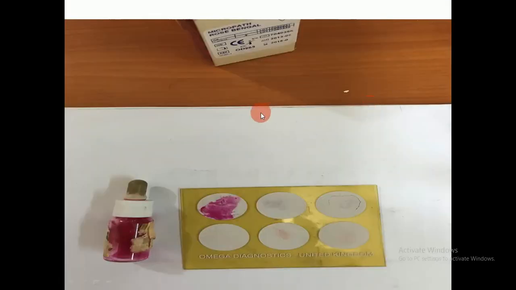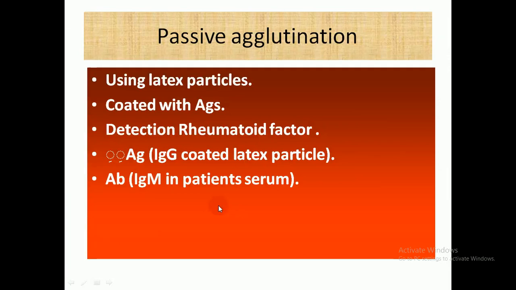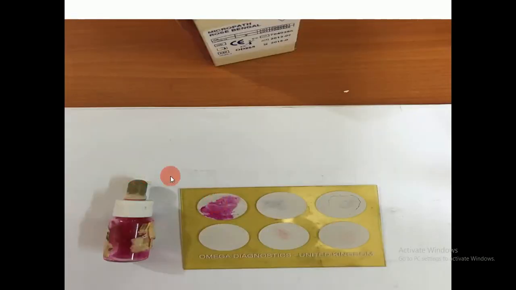Another test is for Brucella, which is called the Rose Bengal test, for diagnosis of Brucella abortus. This is the Brucella antigen, and the patient serum contains the antibodies, and if the patient is infected, it leads to agglutination of the Brucella antigen.